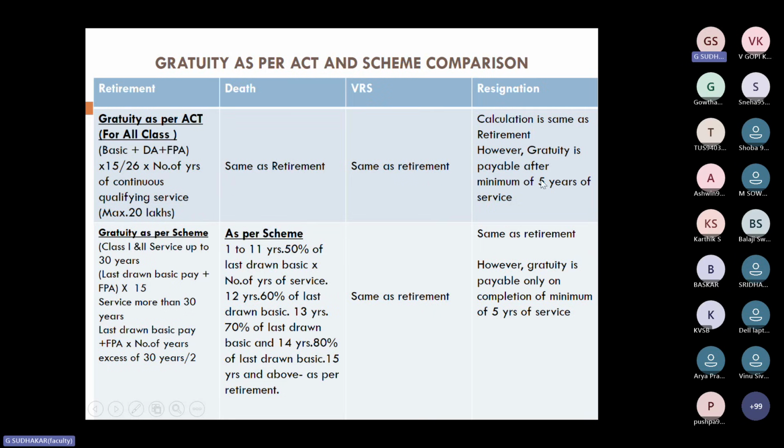However, gratuity is payable only after a minimum of 5 years of service, not less than that. Gratuity as per scheme, here also minimum 5 years of service is required. If they resigned within less than 5 years, they will not get that gratuity. BRS and death and retirement, the three calculations are one and the same for them.